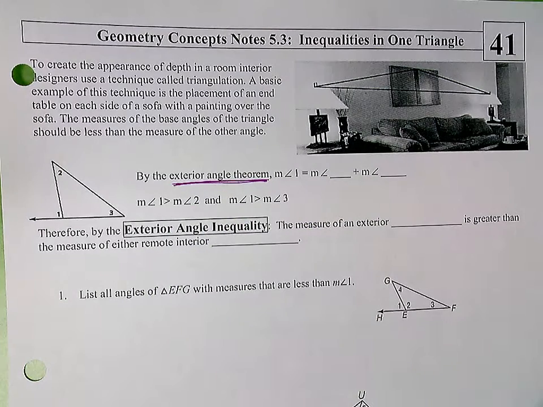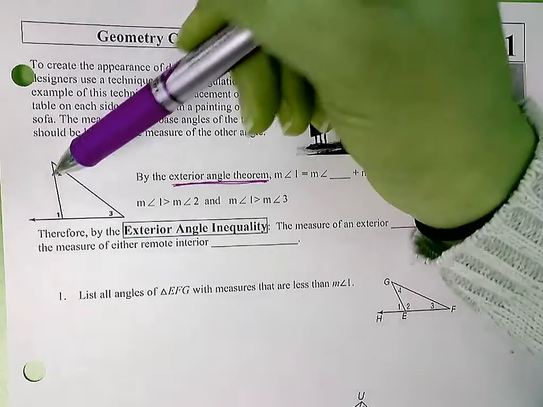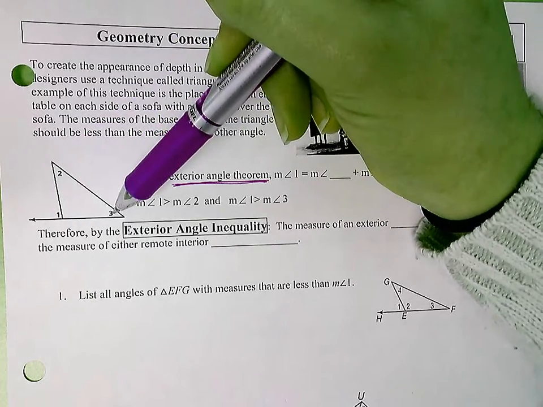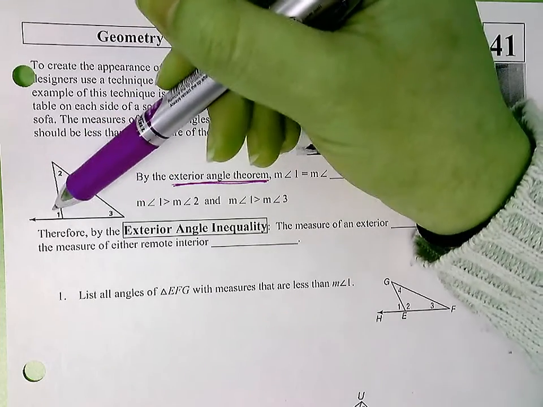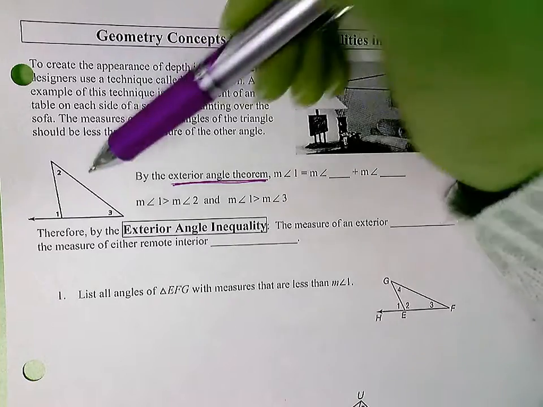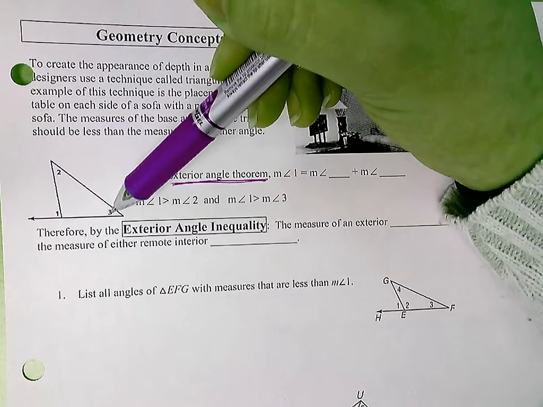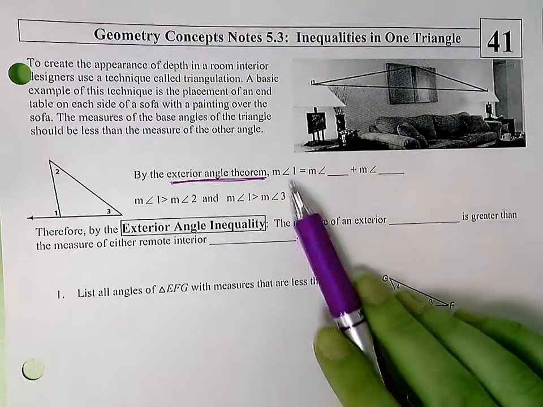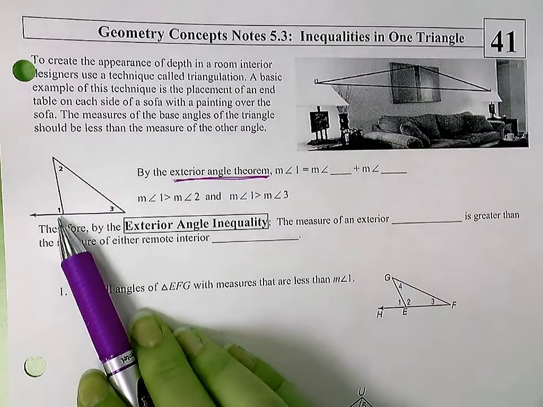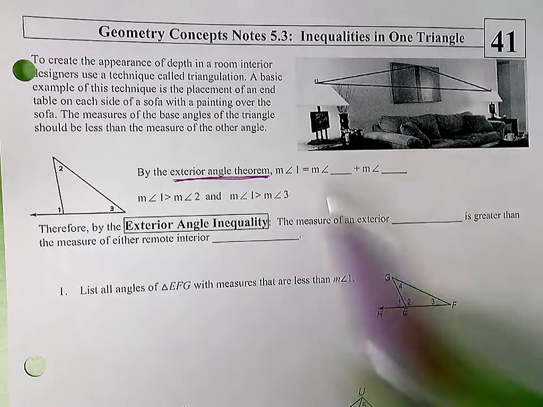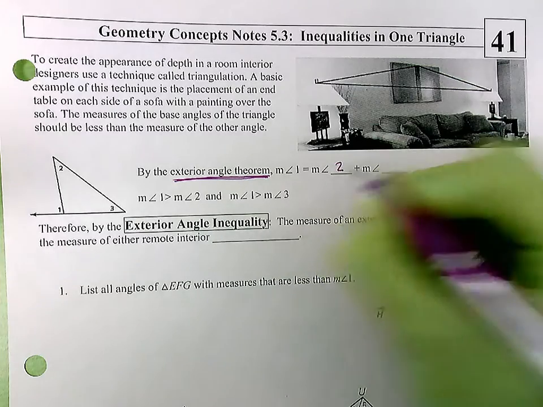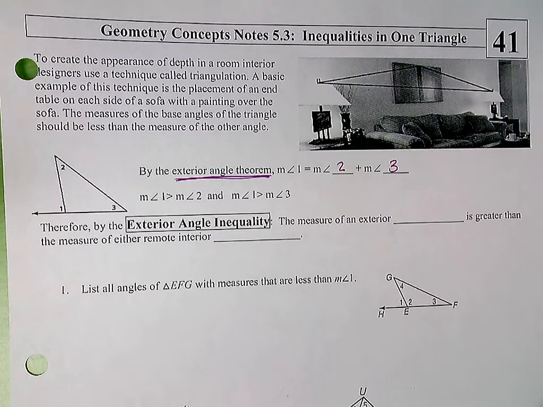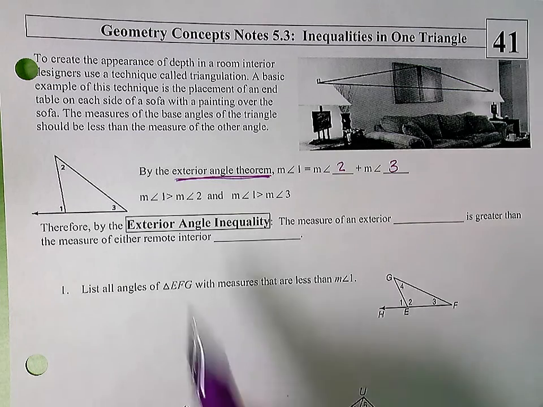Okay, that before we did go over this in chapter 4, that exterior angle theorem says that you can add together your two remote interiors and it will give you your exterior angle. Okay, so that is what we did in chapter 4. So that measure of angle 1 is your exterior, and I can add together the measure of angle 2 and angle 3 to get angle 1. Okay, that's your exterior angle theorem.